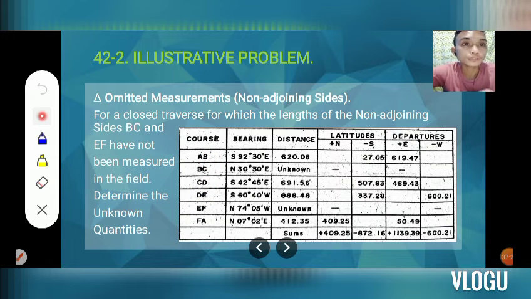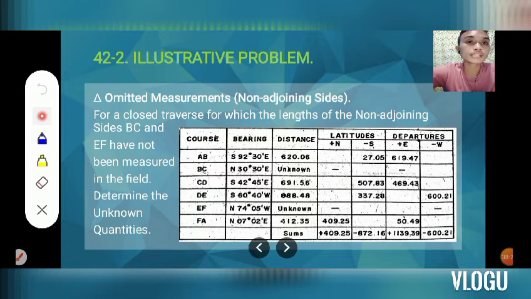Your bearings are defined as follows. The bearing of AB is south 92 degrees 30 minutes east, line BC north 30 degrees 30 minutes east, CD south 42 degrees 45 minutes east, DE south 60 degrees 40 minutes west, and EF north 74 degrees 05 minutes west.